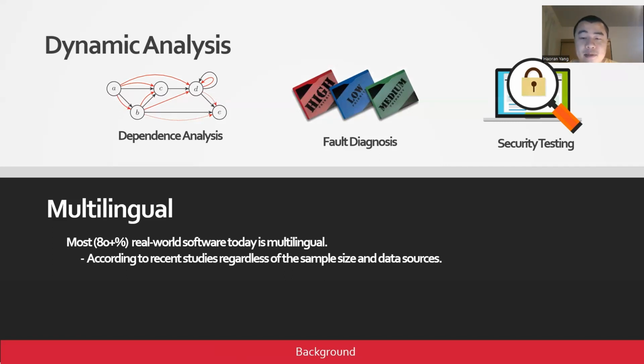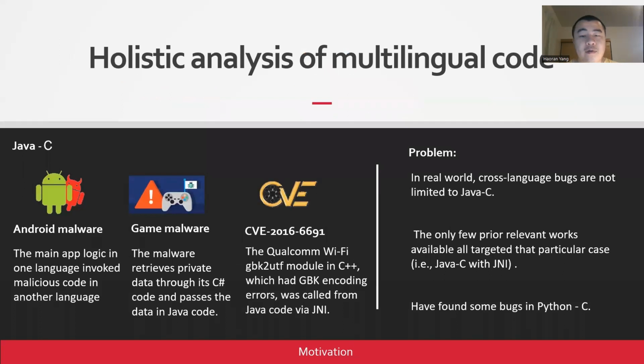Just 18% of the analyzed systems are written in single languages, while the percentage of multilingual software is over 80% and has been increasing over the past decade. From prior studies, systematic quality assurance of real-world software systems requires a holistic analysis of multilingual code. We cannot just analyze each language unit and then stitch the results together.